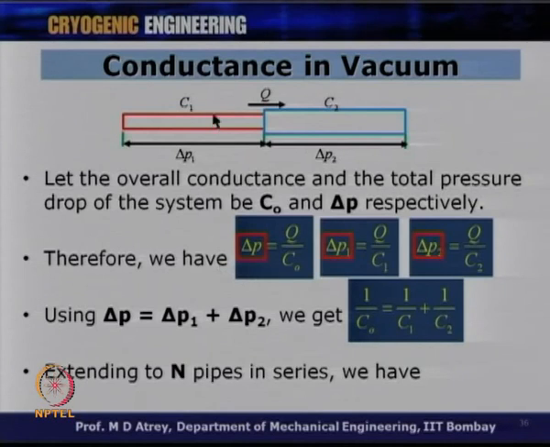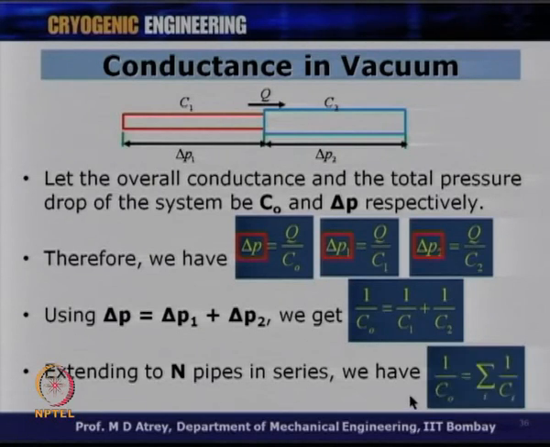So, we did this only for 2 pipes, but I can have n number of pipes. Extending to n pipes in series, I will get 1 upon C0 is equal to sigma 1 by Ci, i ranging from 1 to n. So, if I have different pipes connected in series, I will calculate their respective conductances and get the overall conductance from this formula. So, 1 upon C0 is equal to 1 upon C1 plus 1 upon C2 plus 1 upon C3 etc. would give me the overall conductance of a given series pipe connection.